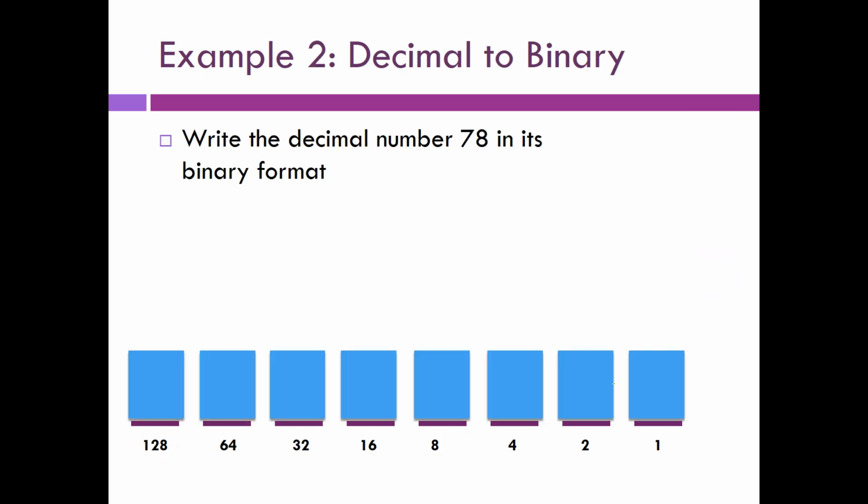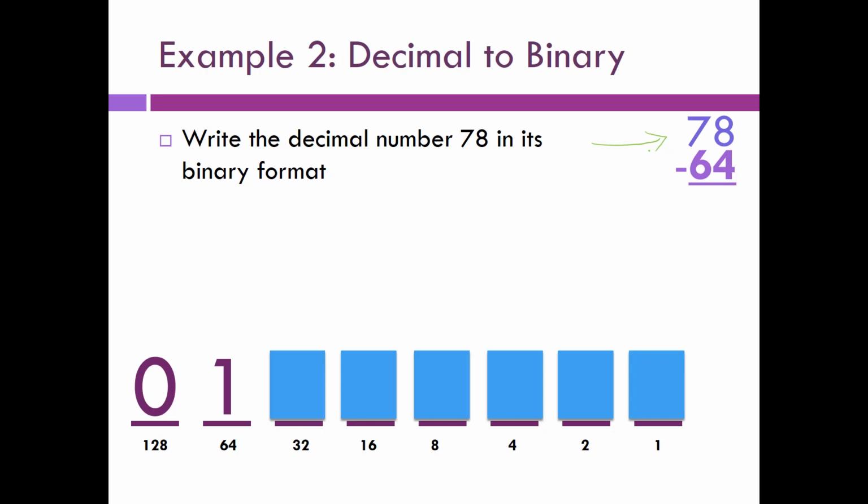All right, let's do another one. Write the decimal number 78 in its binary format. Once again, we're going to start up here with the 78. 128 is too big, so that becomes a 0. 64 will go in. That's less than 78. So I'm going to put a 1 there, reminding myself that I'm going to subtract 64 from 78. The result is 14.